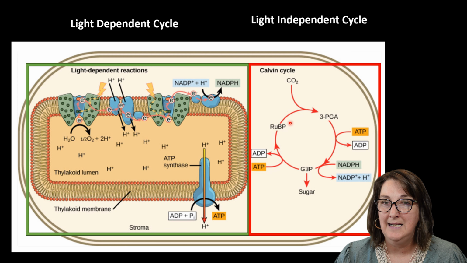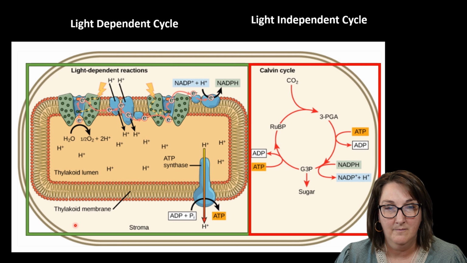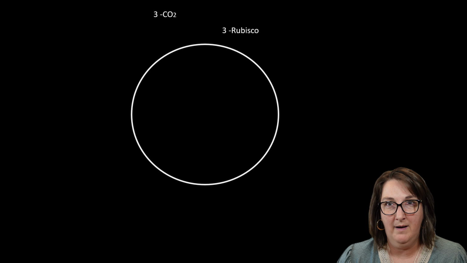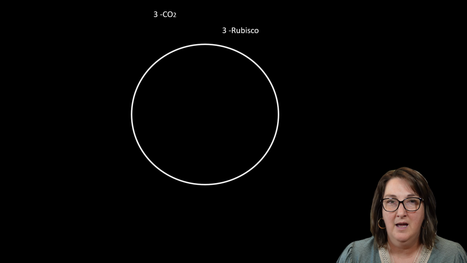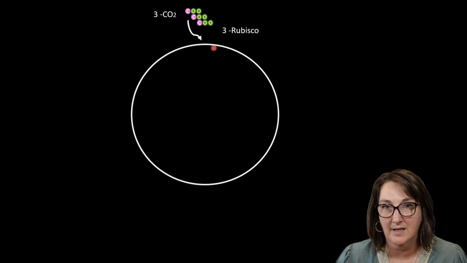This is what we call the light independent cycle. I do not need light per se for this. I need the products of the light, but I do not need light for this process to work. So let's start going into this. For this one, I need you guys to just bear with me. You might have to watch this part a few times, but I need 3 carbon dioxides to come in. They can only come in one at a time, but I'm going to show all 3 here. So one of these carbon dioxides is going to come into the Calvin cycle.